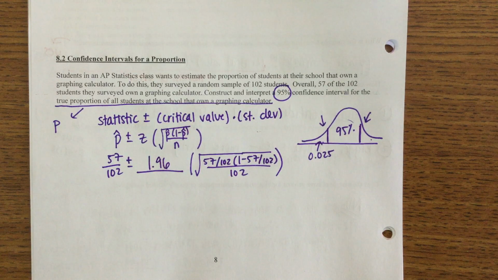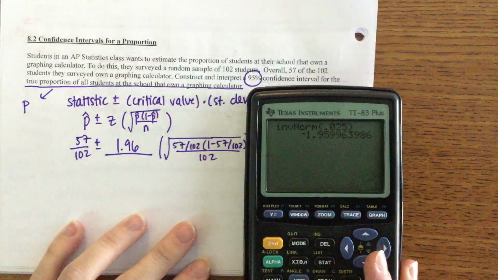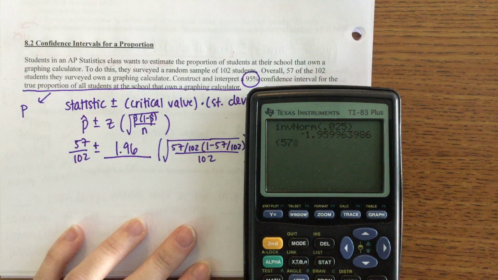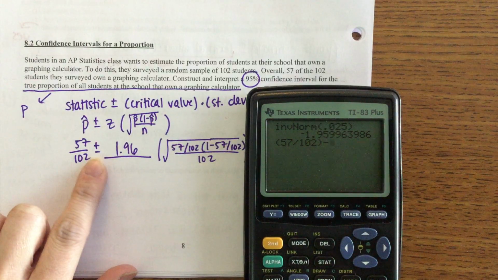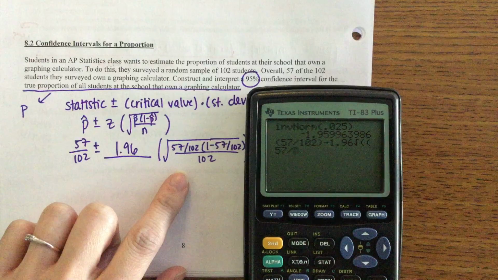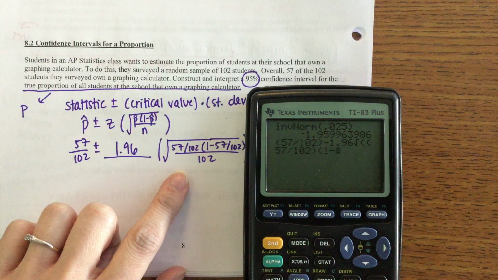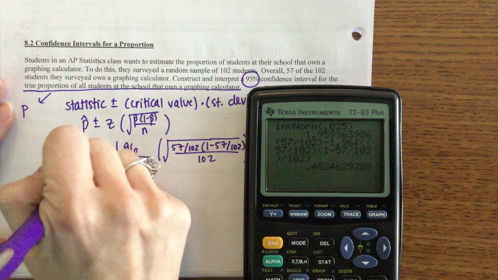Okay, you have 2 calculations to do here, the upper bound of the interval and the lower bound of the interval. I'm going to show you the way that I think is easiest to do this. So you're going to type in everything exactly as it looks. 57 divided by 102. I always do the lower bound first, so I'm going to subtract 1.96 times the square root 57 divided by 102 times 1 minus 57 divided by 102, all divided by 102. So that is the lower bound for the interval, 0.462.